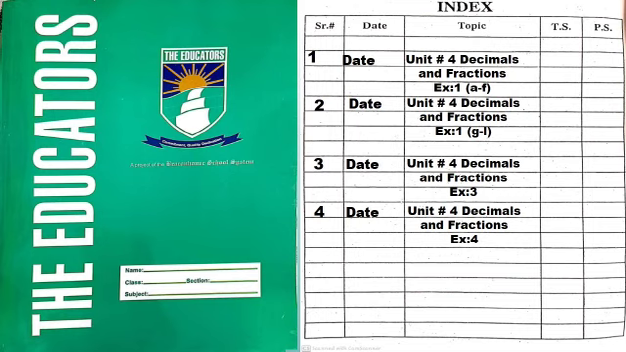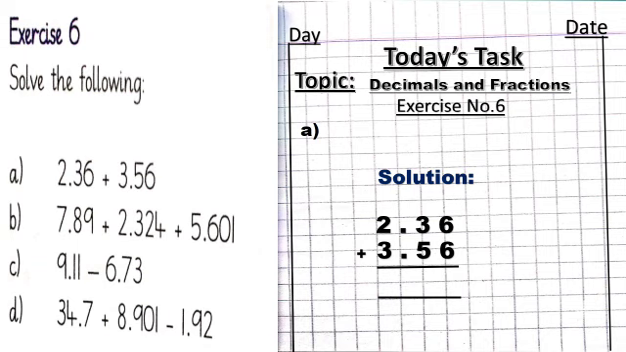Okay dear students, here is your index page. Firstly you will write the serial number 5, today's date here, and then write the topic, unit number 4, decimals and fractions, exercise number 6.